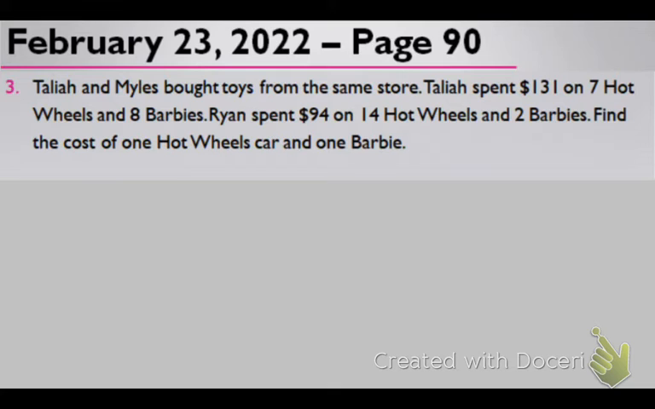So when I look at this first, do I notice any totals? Do I have any totals? Yeah, what totals do I have? 131 and 94. So I know that I'm going to set one equation equal to 131, and I will have one equal to 94.